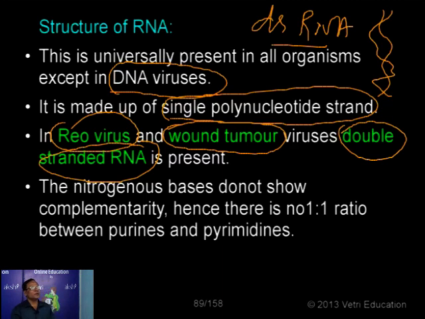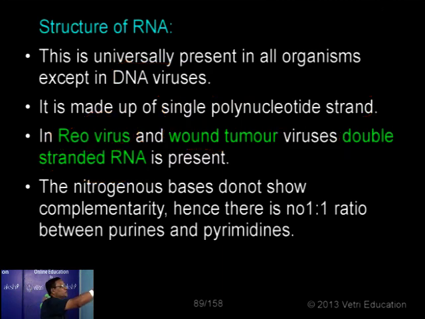Now, as it is formed of a single nucleotide strand, there is no complementarity because it is formed of only one strand. So there is no complementarity, there is no base pairing. So there is no 1:1 ratio between the purines and pyrimidines. As it is a single-stranded structure, there is no complementarity, that is, no pairing of bases. That's why we can say there is no 1:1 ratio between the purines and pyrimidines.